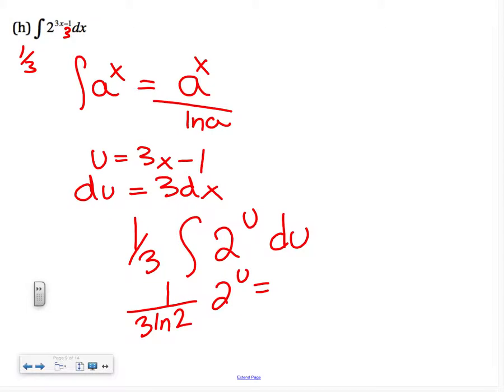But u is, of course, 3x minus 1, so the answer is 1 over 3 ln 2 times 2 to the 3x minus 1, plus C. So anytime you have a base that's not e, you just have a factor of ln of the base. If it's a derivative, you're going to be multiplying. If it's an integral, you're going to be dividing.